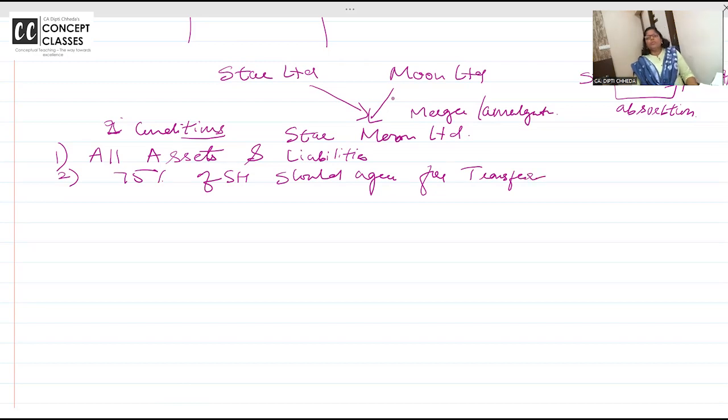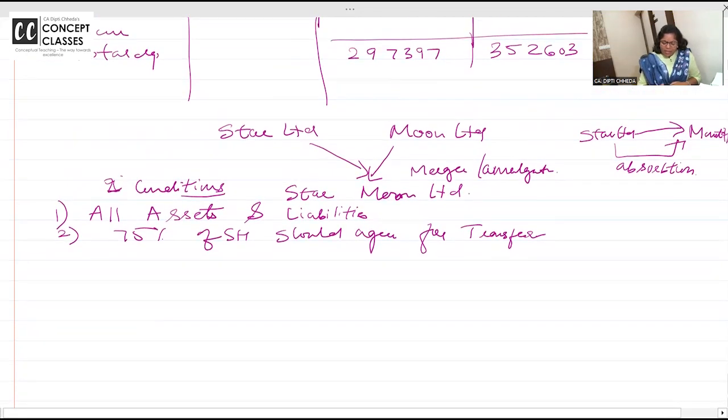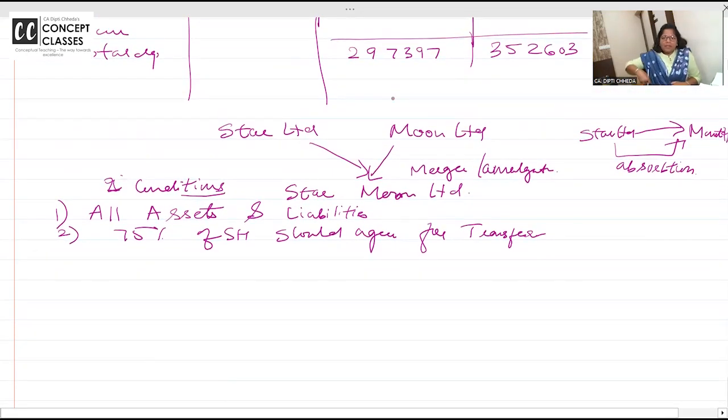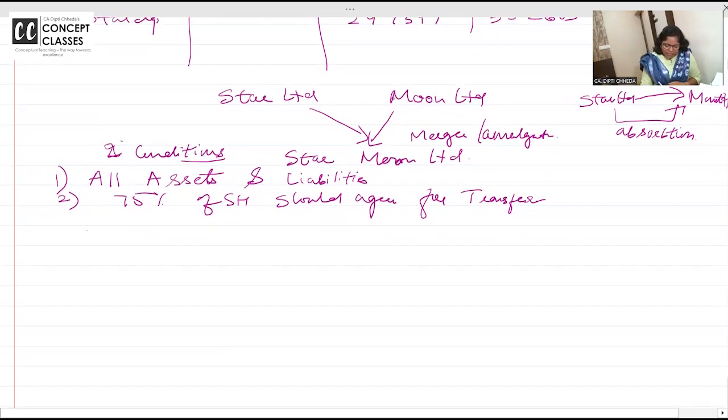Ma'am, what about those who don't agree? Those who don't agree take the relevant cash and bye-bye. But 75% minimum should agree. And now, what is amalgamating company? Amalgamating company is the transferer. The students don't know this. That's why I'm doing this spoon feeding, and you write this. This should be known.